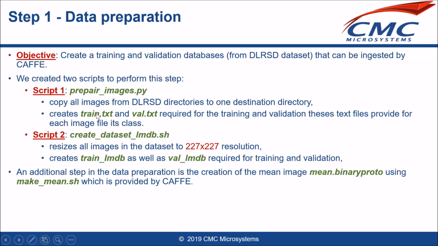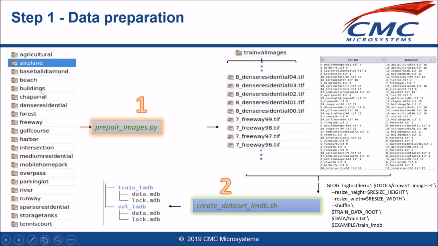So we are going to see the contents of this file. The second script consists of creating the LMDB with the resolution which fits our model. An additional step is the creation of the mean binary proto, which is used in the training as well. To illustrate that, we execute this script, we put all the images in one directory, and we create val.txt and train.txt. Each of these files is for a particular purpose. This is for validation, this is for training.